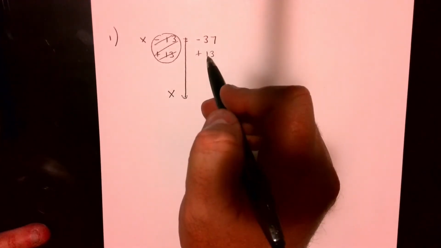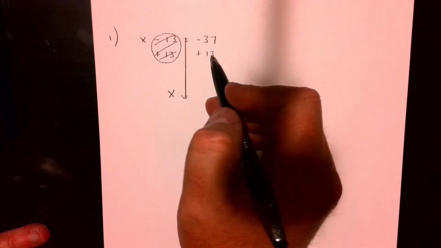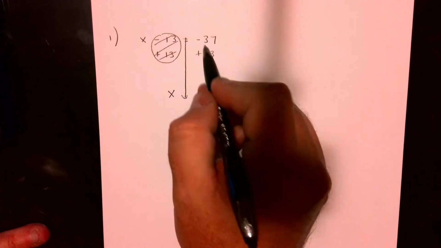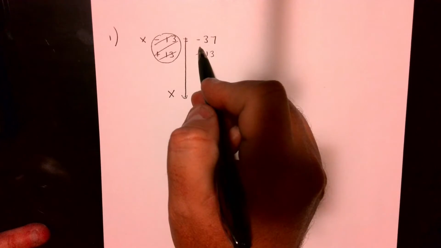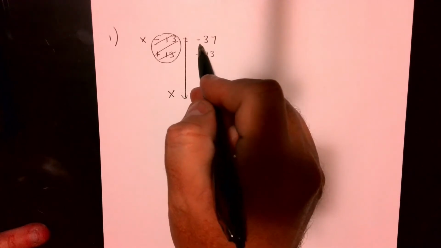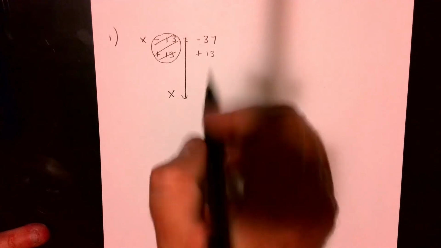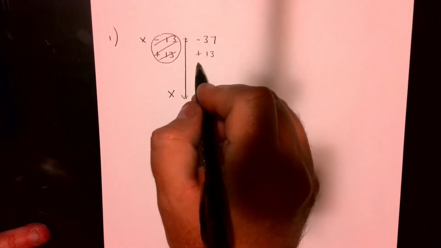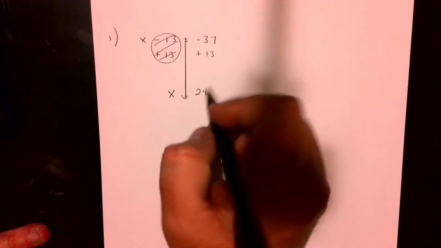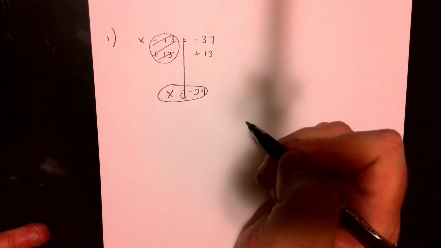But over here, these do not cancel out. This is now the math problem. So use your calculator if you need to, and type this in, negative 37 plus 13. Or, if you remember your rules from 7th grade, when the signs are different, you take away. So 37 take away 13 is 24, and we keep the sign of the one with the larger value. 37 is bigger, it was negative, so my answer stays negative. So x equals negative 24.